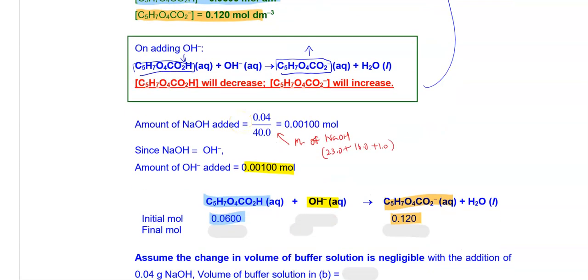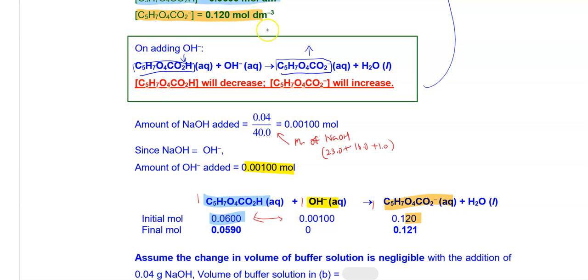Since the OH minus added in is 0.00100 mole, these two will react. So what happens? You have a decrease of acid. The OH minus will be reacted away, and as a result, based on the mole ratio 1:1:1, you will produce 0.001 more moles of conjugate base. So this is how you get the values.